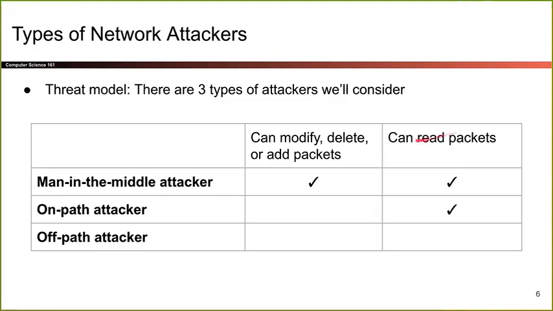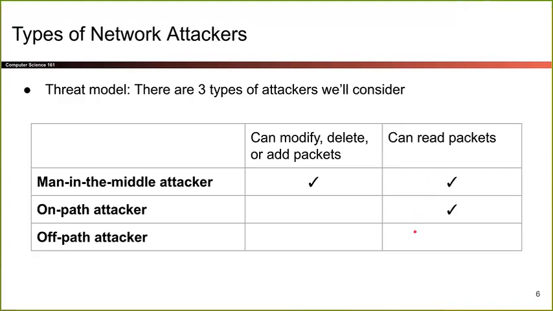The man-in-the-middle attacker is similar to crypto in that you can modify any packet you see. You can delete packets, you can add your own packets, and you can also read packets as they are sent across the internet. Then there's the on-path attacker, who cannot modify anything. They're not allowed to modify or drop packets, but they can read anything going over the internet. This is like the eavesdropper in crypto. So the man in the middle is Mallory, who can modify and read, and the on-path attacker is like Eve, who can only read.